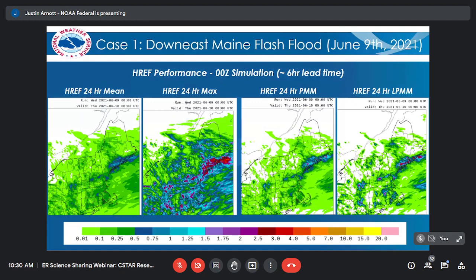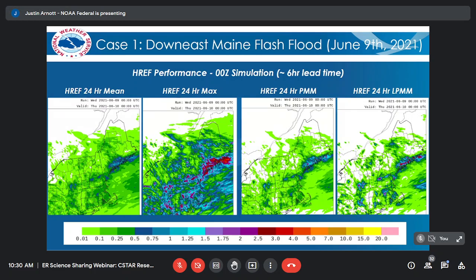You can see starting on the left-hand side, you have the 24-hour mean, and then going to the right, you have the 24-hour max, followed by the probability match mean and then the LPMM. So you can see that the mean is obviously kind of an underdone situation.